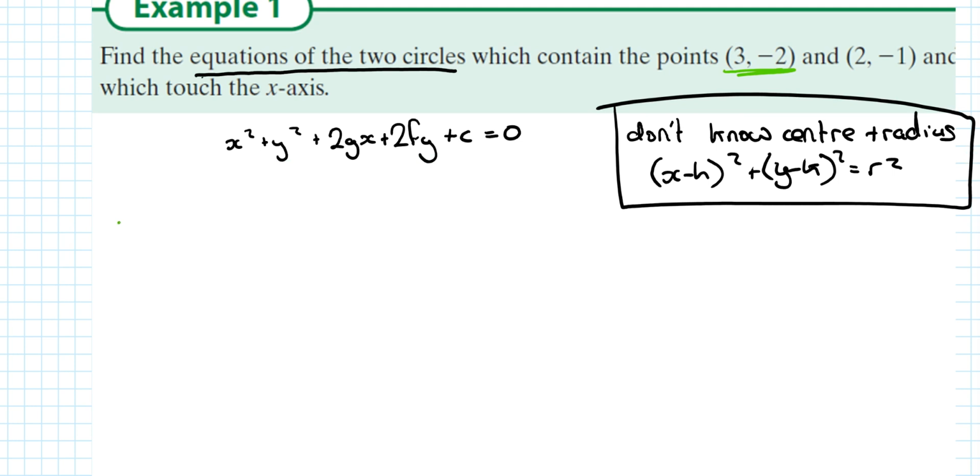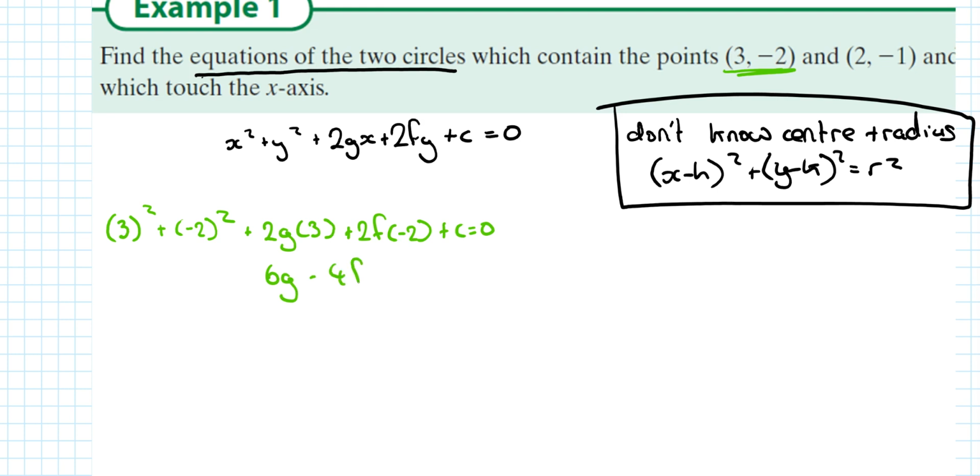So I'd go 3 squared plus minus 2 squared plus 2g by 3 plus 2f by minus 2 plus c is equal to 0. 6g minus 4f plus c is equal to, this would be 9 plus 4, which would be 13, so it would be minus 13. That's our equation 1.